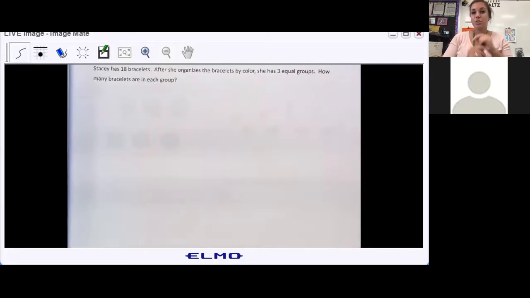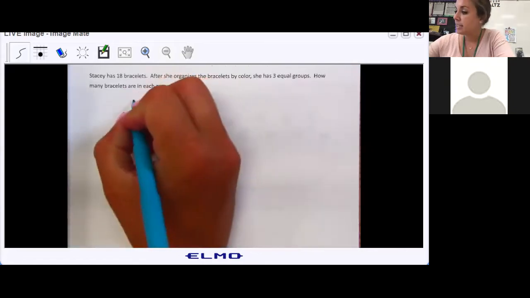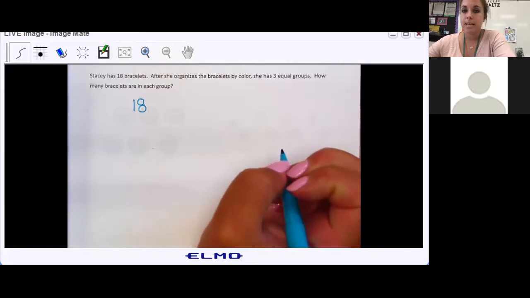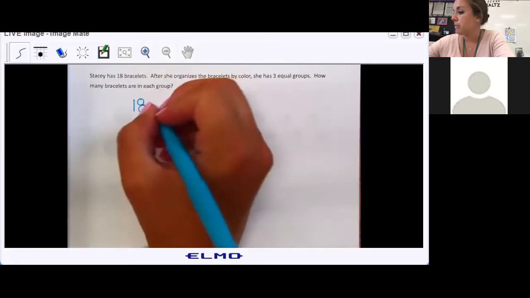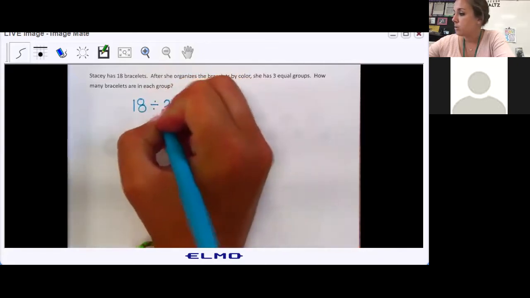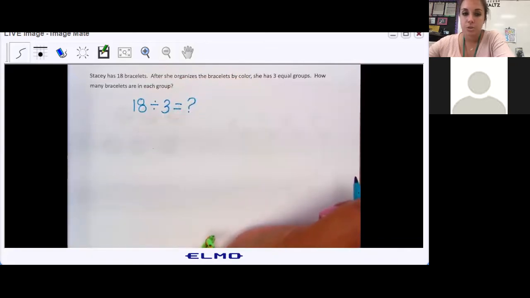Okay, now that you've finished working on this problem, I want to go over the answers. Stacy has 18 bracelets. She organizes the bracelets by color. She has 3 equal groups. How many bracelets are in each group? Okay, so she has 18 bracelets. She's not getting more bracelets, or it's not 18 bracelets each. 18 is the total amount of bracelets. So we are going to divide that into the 3 equal groups, and we are trying to figure out how many bracelets are in each group.